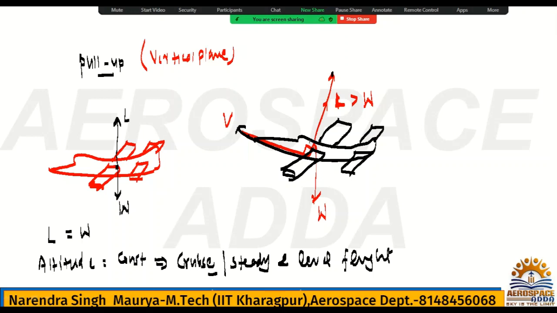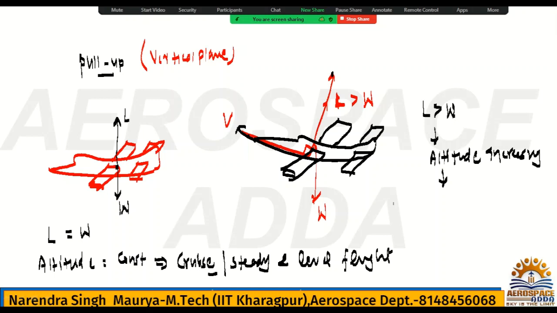Yes or no? So it means L is greater than W, lift is greater than weight, then only it is going to gain altitude. If it is gaining altitude, it means L greater than W and altitude is increasing. Yes or no? Altitude will not be constant. And then it will be called a pull up. Okay. Hope you understood this.